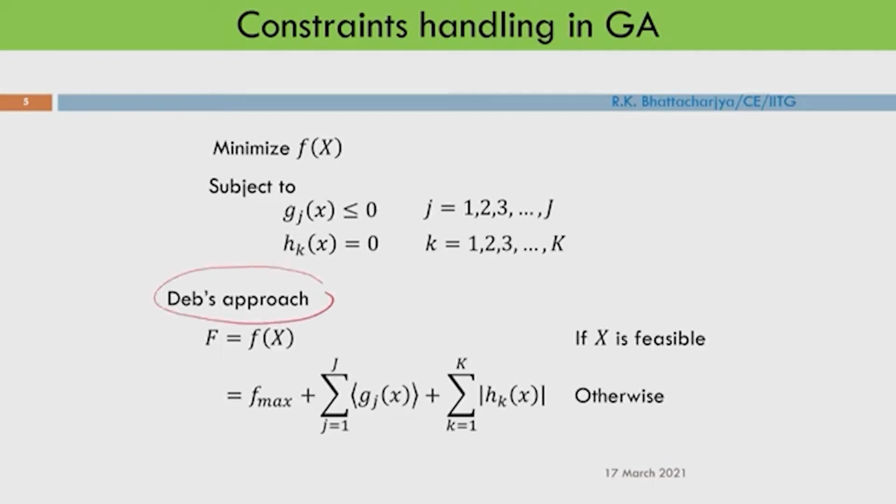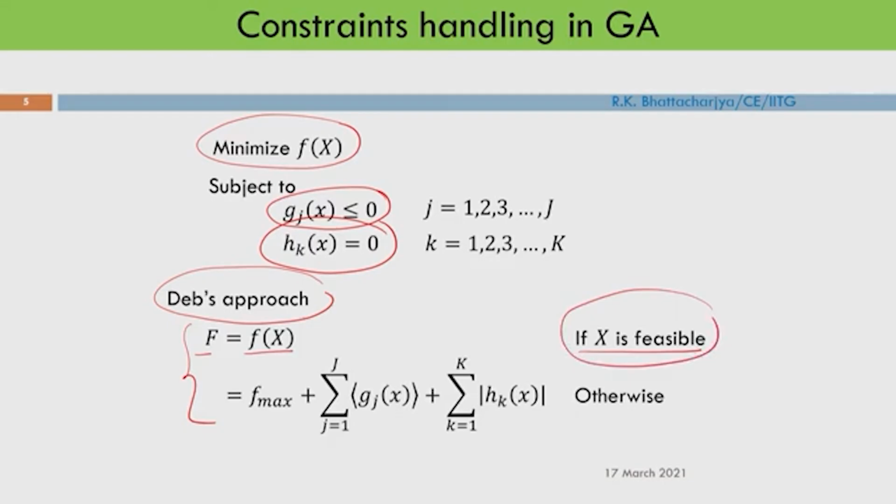Okay. So, we can say this is a Deb approach. Suppose this is the problem, a minimization problem, as I said that we are discussing minimization problems. We have two constraints, one is an inequality type constraint and one is an equality type constraint, that is g_j(x) less than or equal to 0 and h_k(x) equal to 0. For that, I can write the constraint handling function something like this: F equals f(x) if x is feasible. If it is feasible, you are not adding any penalty.